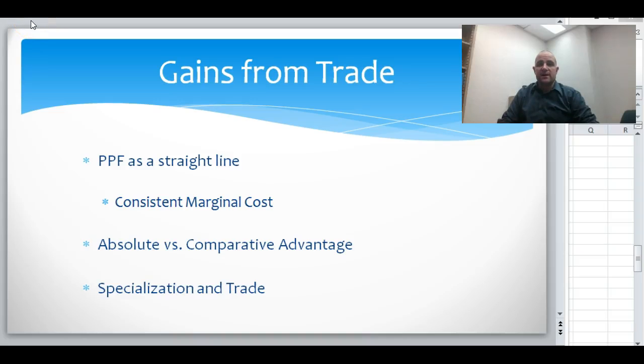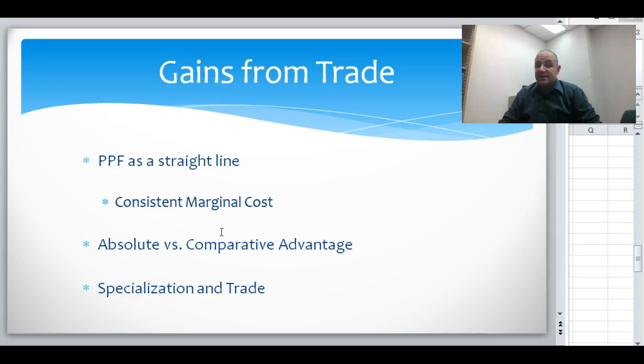Now that we've talked about how to approach the production possibility frontier if you have that straight line from the consistent and constant marginal cost, now let's look at how to apply that. The first thing we need to talk about is this idea of absolute versus comparative advantage.